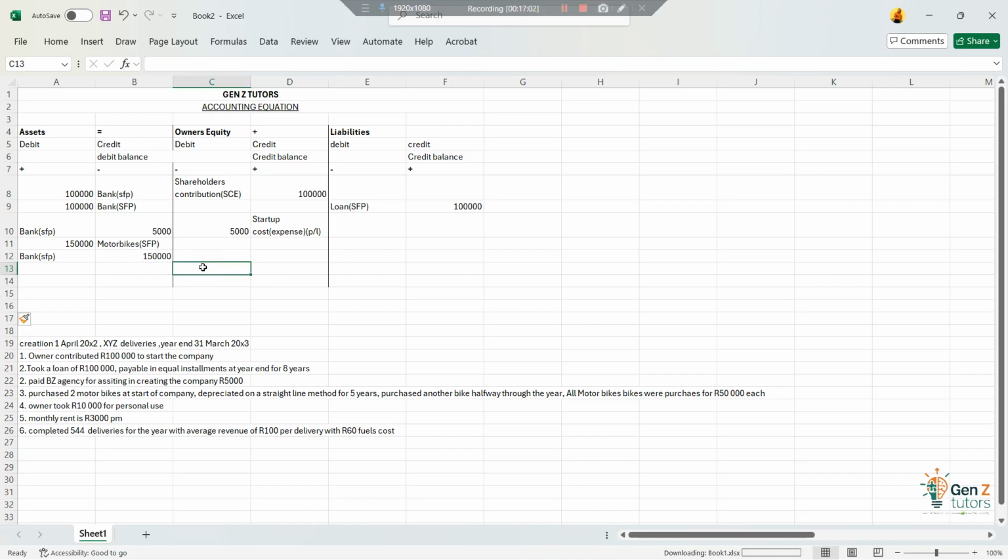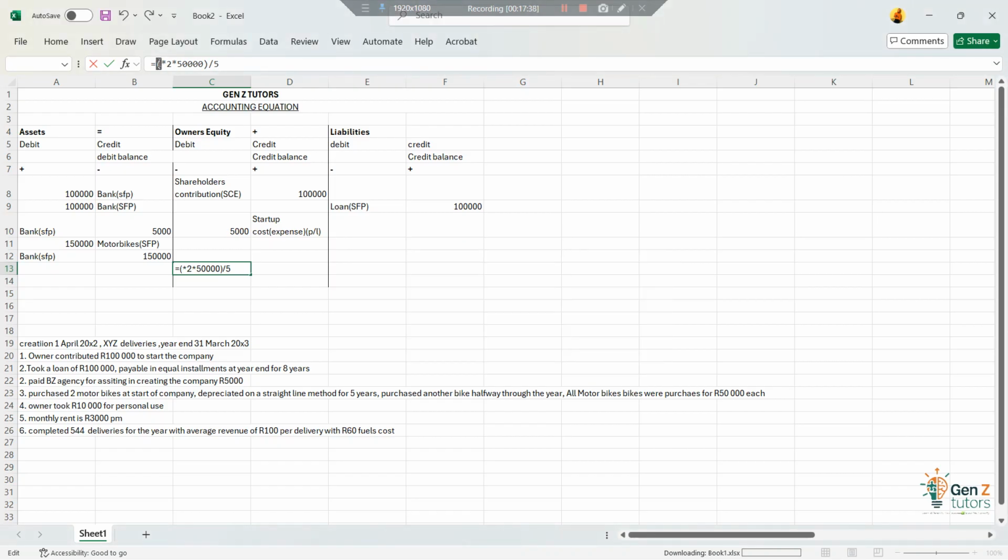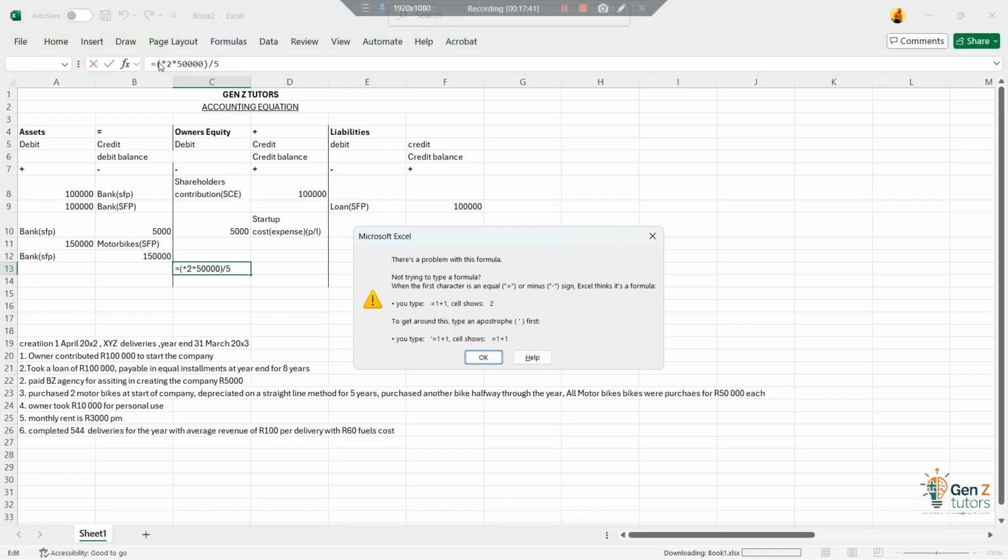So now we're gonna say, fine, two motorbikes which are what? Costing 50,000 each. And then we get that. Let's put that in brackets first. And then these two motorbikes will be depreciated for what? For 5 years. So now you're gonna divide that by 5. Okay, what is the error here?